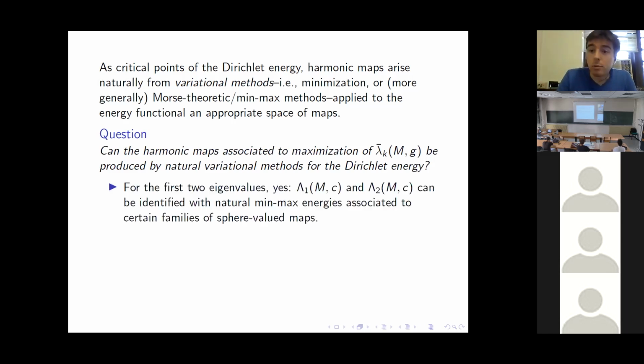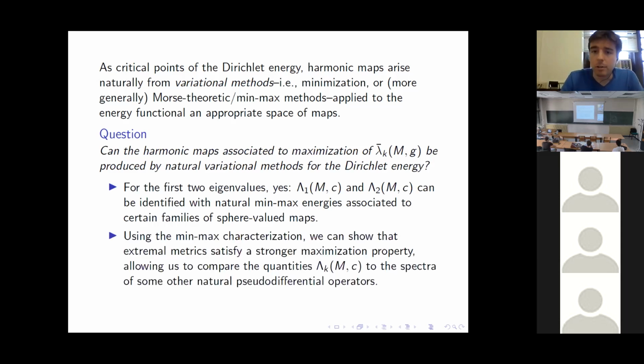Okay. So for the first two eigenvalues, in this first paper, we were able to say the answer is yes. We can relate these conformal suprema for the first and second eigenvalues to a natural min-max problem for the Dirichlet energy on the space of sphere-valued maps. And using this min-max characterization, we're actually able to get some slightly stronger properties for these conformal maxima. We'll come to that in a moment. Any questions so far? Okay, let's plow ahead.